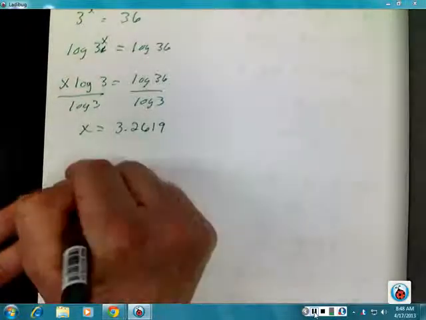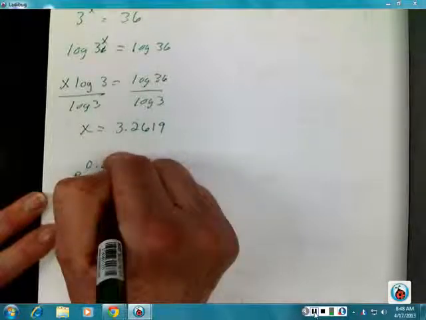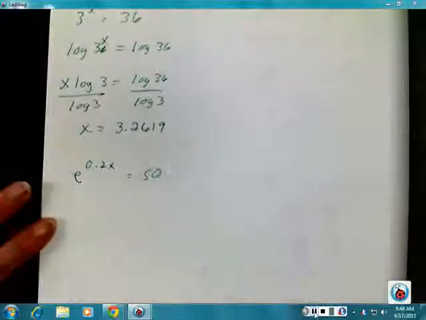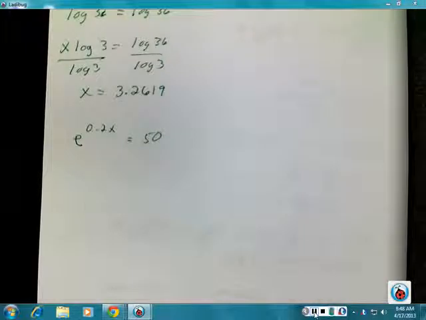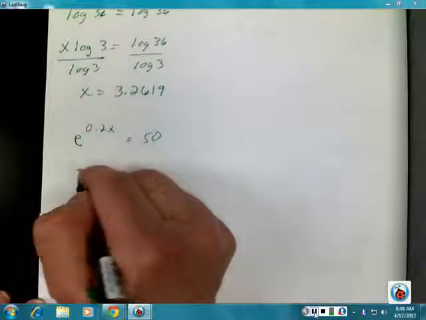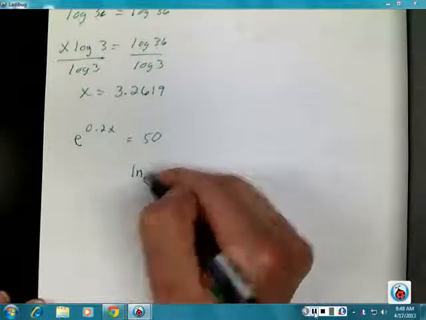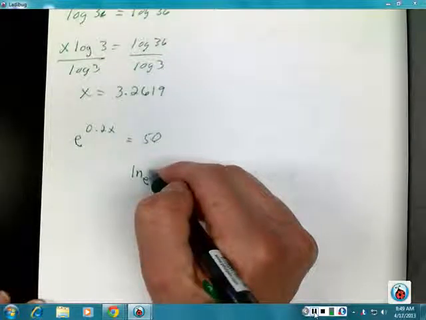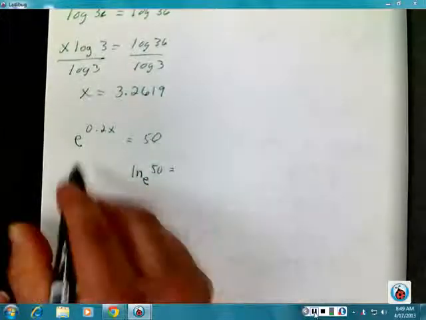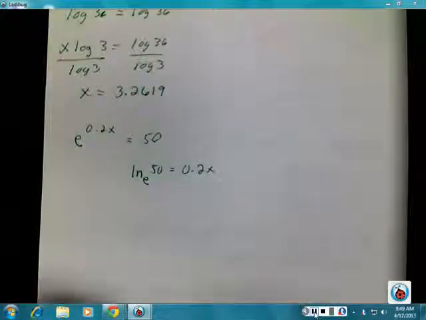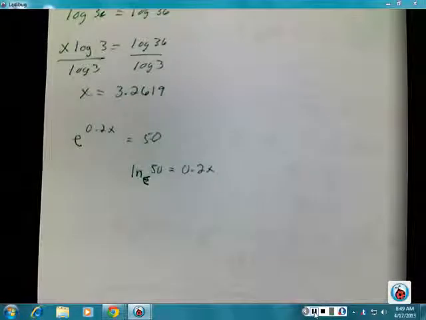So if we had e to the 0.2x is equal to 50, for example, e is, of course, a natural log. When I reverse this, what ends up happening? If I reverse this, it's kind of back to that previous section we had, because I have the natural log of e, and then I'm going to have 50 in here is equal to 0.2x. The e is gone, of course.